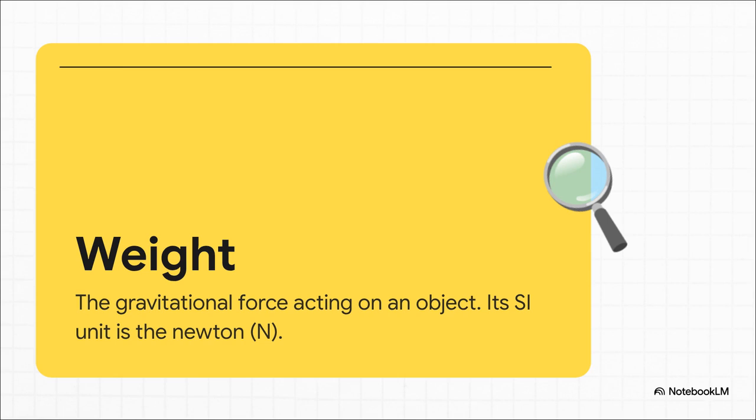Plus, since it's a pull in a very specific direction, downwards, towards the center of the Earth, it's what we call a vector quantity. It has both a size, like 500 newtons, and a direction.